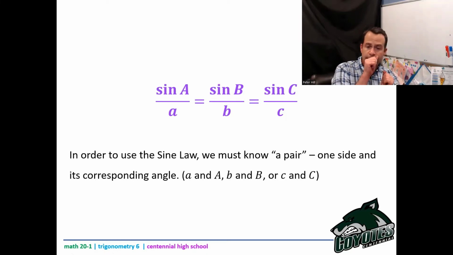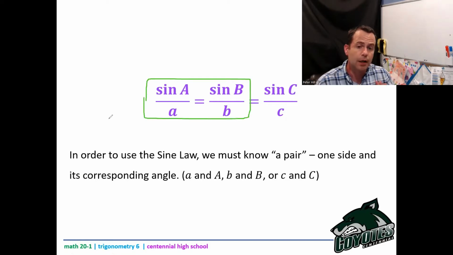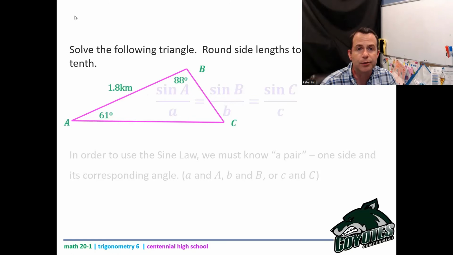Okay, but we only use two of them at once, because when we use two of them at once, we have a proportional situation and we know how to solve a proportional situation when one of those guys is not known. Okay, so in order to use sine law, you have to know a pair. So a pair means one side with its corresponding angle. Okay. All right, so let's check it out.